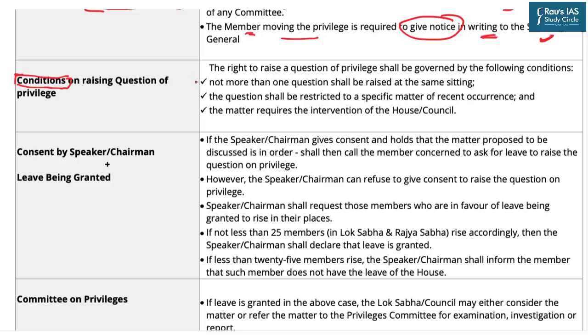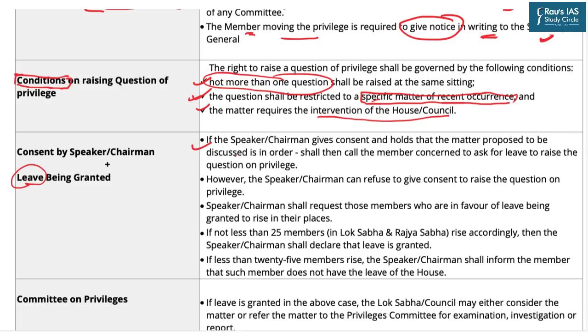Now, there are certain conditions applicable on the motion of privileges, and these conditions are threefold. The first is that not more than one question shall be raised at the same sitting. Second is that the question shall be restricted to a specific matter of recent occurrence. And the third is that the matter requires the intervention of the House or the Council.